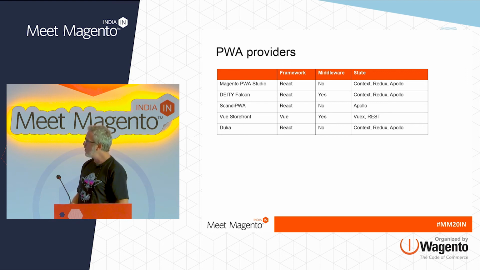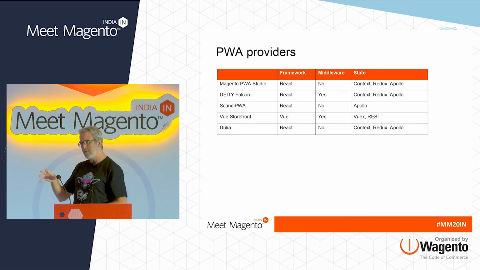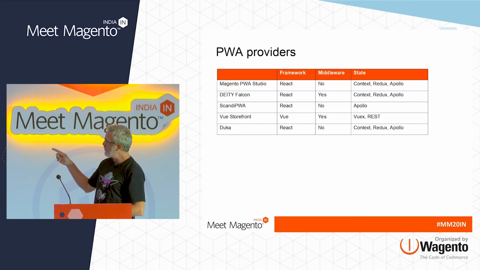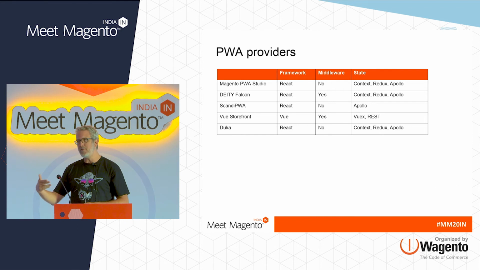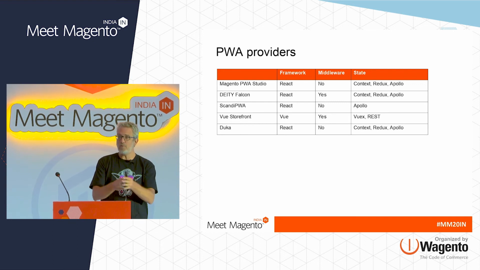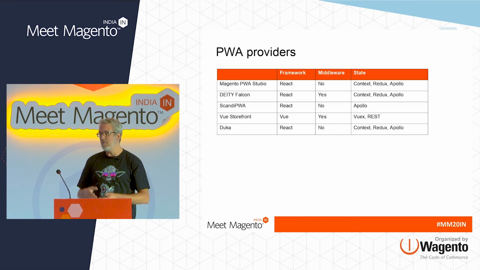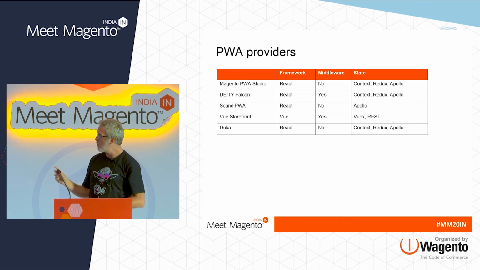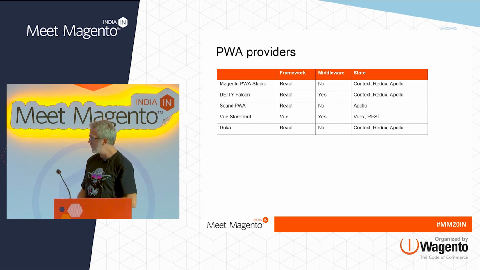So PWA Studio is using React as a framework and Deity is using the same thing. So in that way, they're more or less similar. However, PWA Studio is not requiring a middleware layer, but Deity is. And suddenly this flexibility pops up. So Deity is introducing a node-based middleware layer so that you can connect your own PWA to Magento, but theoretically to other e-commerce systems as well. And for instance, Deity is currently also partnering up with BigCommerce, a competitor of Magento itself.